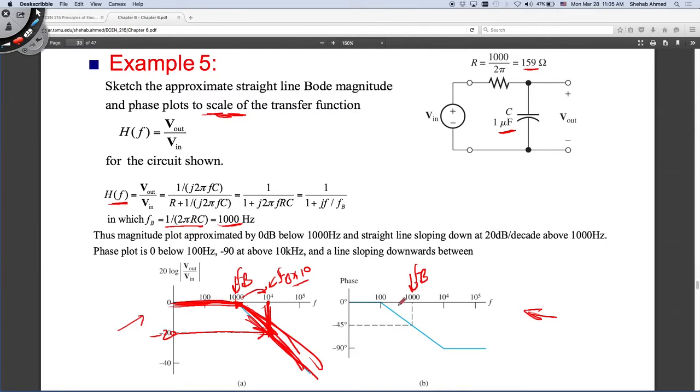And for the phase plot, at fb we're at minus 45 degrees. One decade before fb, it's 0, and one decade later, it's 90 degrees phase shift. It makes sense that at high frequency, everything is passing through the capacitor. And capacitors phase shift the currents and voltages with respect to each other by 90 degrees.